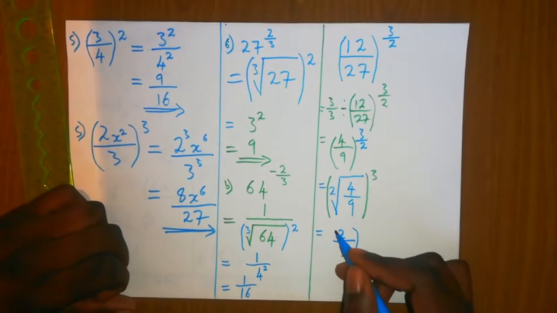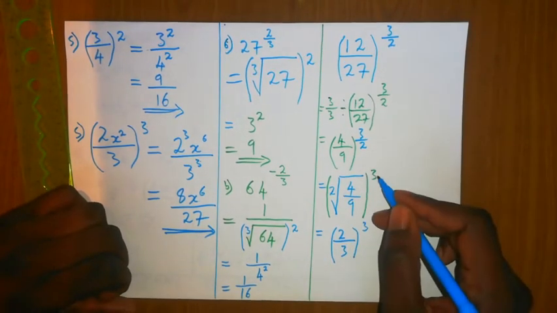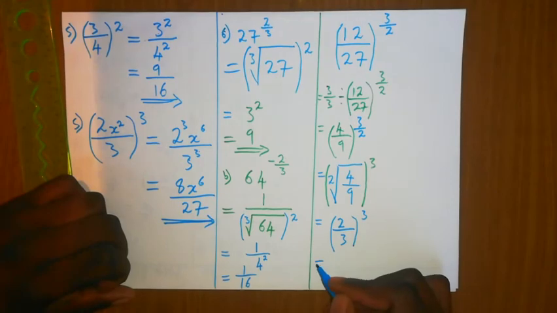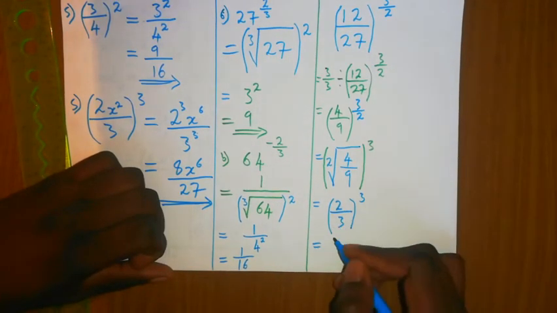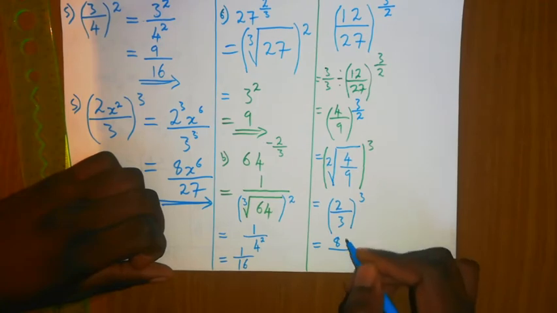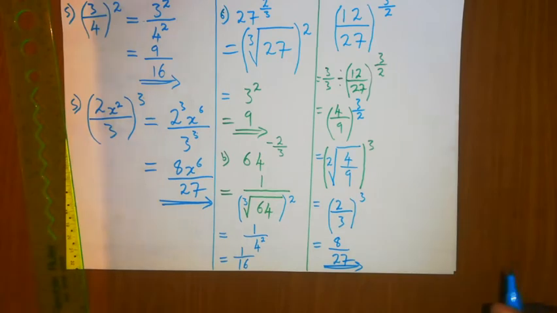I'm going to put them together in that bracket and raise them to a power of 3 since I have a 3 there. So it's equal to, I'm now moving on to my final answer. 2 to the power 3, that's an 8, over 3 to the power 3, that's a 27. So this is our final answer.